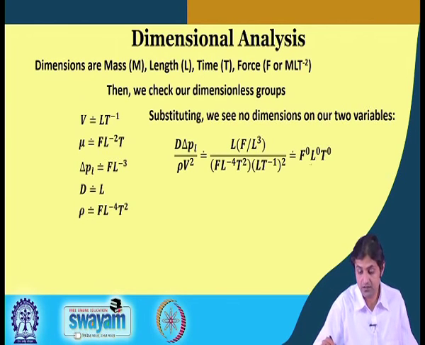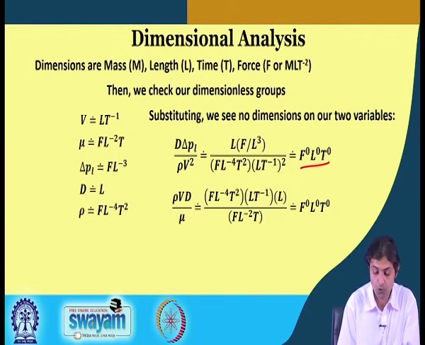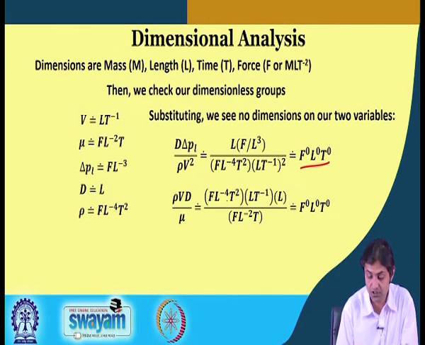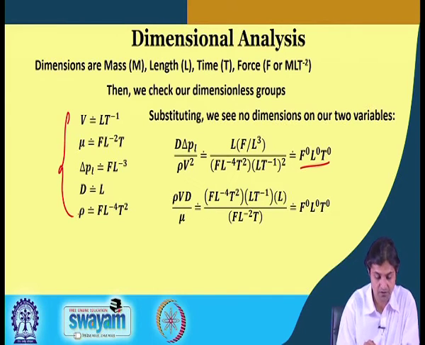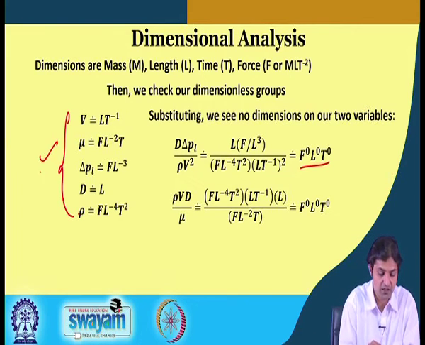So we had no dimensions here. Similarly, we do it for rho Vd by mu. Rho's dimension is F L minus 4 T square, velocity dimension is L T minus 1 and diameter is L, where mu is F L minus 2 T. Our dimensions we have already written. Actually, the first step in any dimensional analysis question is that you write the dimensions of the most basic variables, and that is what we have done here.